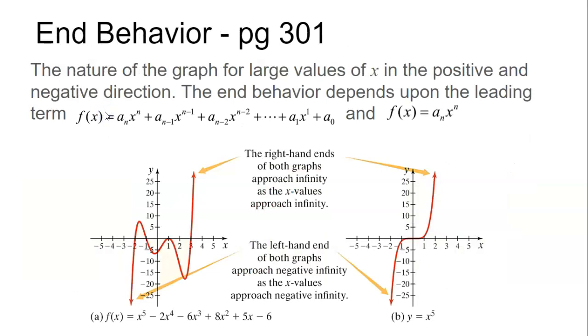So now we talk about end behavior. I know in Algebra 2 you spent some time discussing end behavior, and mainly with this, on page 301, you can jot this down if you would like. I know it's a lot of information. But when we look at end behavior of polynomial functions, we mainly just focus on the leading coefficient. So here on the right, I have one polynomial function, which is this here, x to the 5th minus 2x to the 4th minus 6x cubed plus 8x squared plus 5x minus 6.